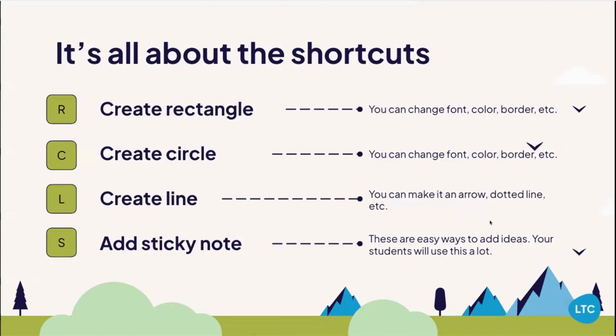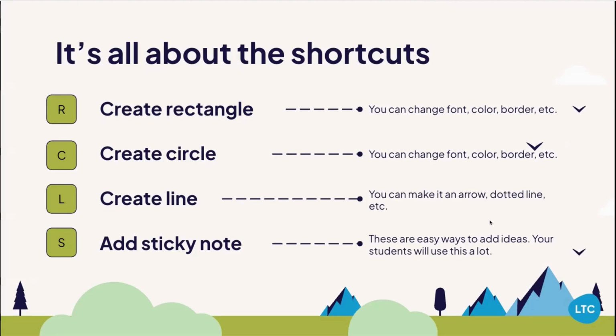Same thing with a line. If you want to create a line, you just click the L button on your keyboard and it'll create a line. And then from there, you can change it into an arrow, a dotted line, a dashed line, etc. You can even connect the line between two separate elements like a rectangle and another rectangle.